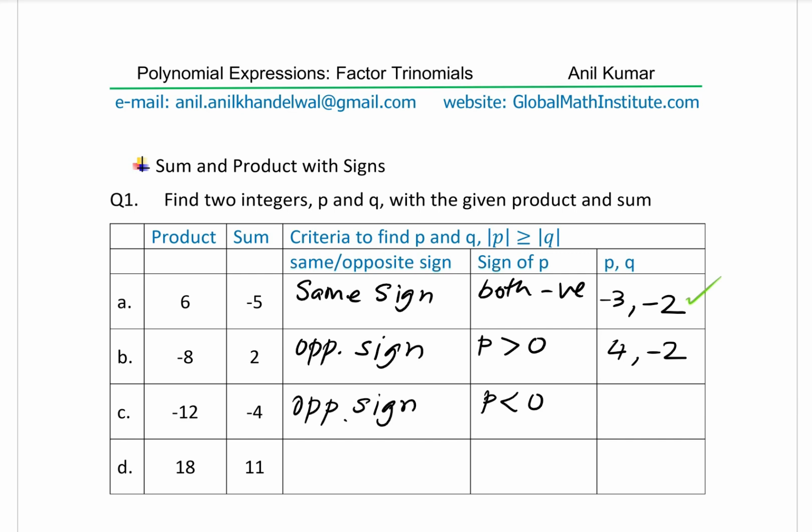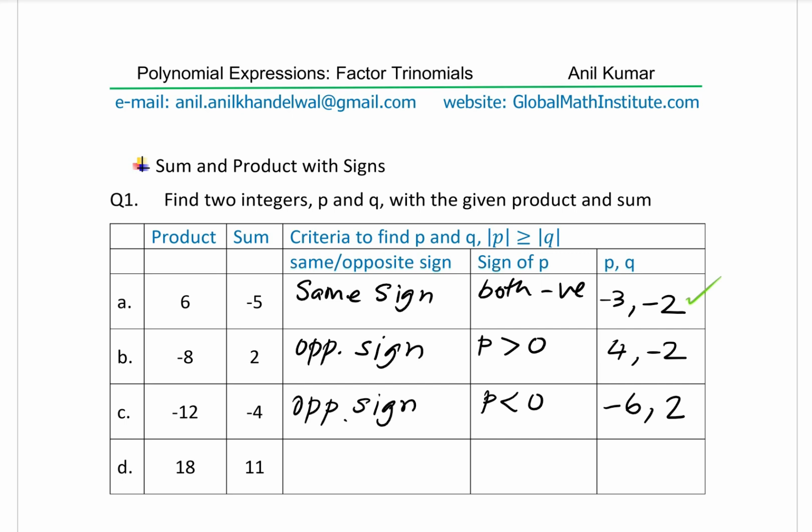How do you get 12 as a product? Well, 4 times 3, 6 times 2. Well, 6 times 2 can work for us, but 6 has to be negative. So -6 and 2 is what we are looking for. When you add -6 and 2, you get -4. When you multiply, you get -12. Now the last one is there for you.